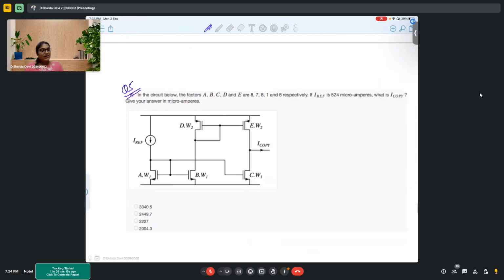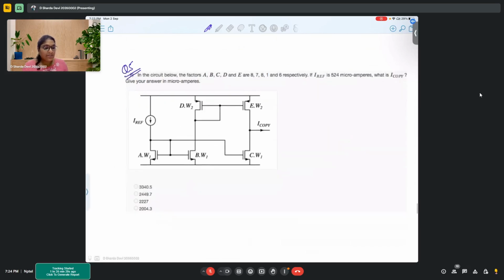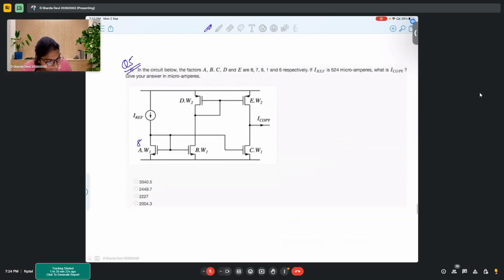See, again, we have a similar kind of problem. So why don't you people solve this problem? Okay, I'll write down the factors. It is 8, this one is 7, this is 8, this is 1, and this is 6. You need not give me the value, just tell me the factor. Like I copy is x times of I ref. I want to know what is x. Just tell me that.